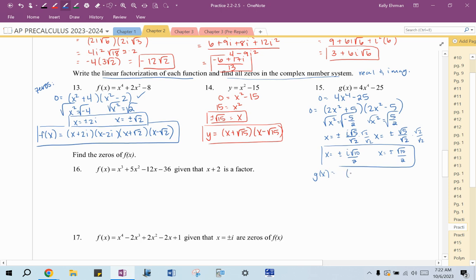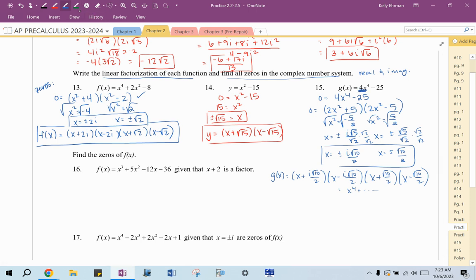It's not just, actually, hold on. I need more room to write this. We have 4 factors. It's not just x plus i radical 10 over 2, x minus, x plus radical 10 over 2, x minus. This is almost the right answer, but not quite. If I FOIL this back together, I'm only going to get x to the 4th plus some other stuff. I'm supposed to get 4x to the 4th.